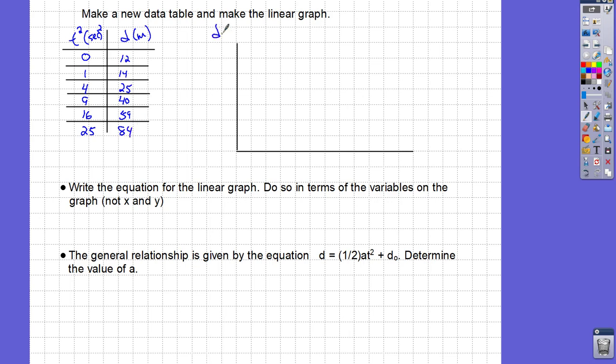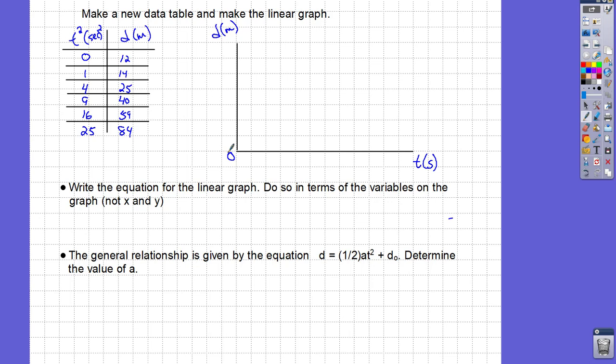And now we make a graph of distance, and you'll notice I'm labeling the axis with the variable symbol and also in parentheses the units that it was measured in. That's good graphing procedure. You always want to do that. Okay, we almost always want to start our graphs at 0.